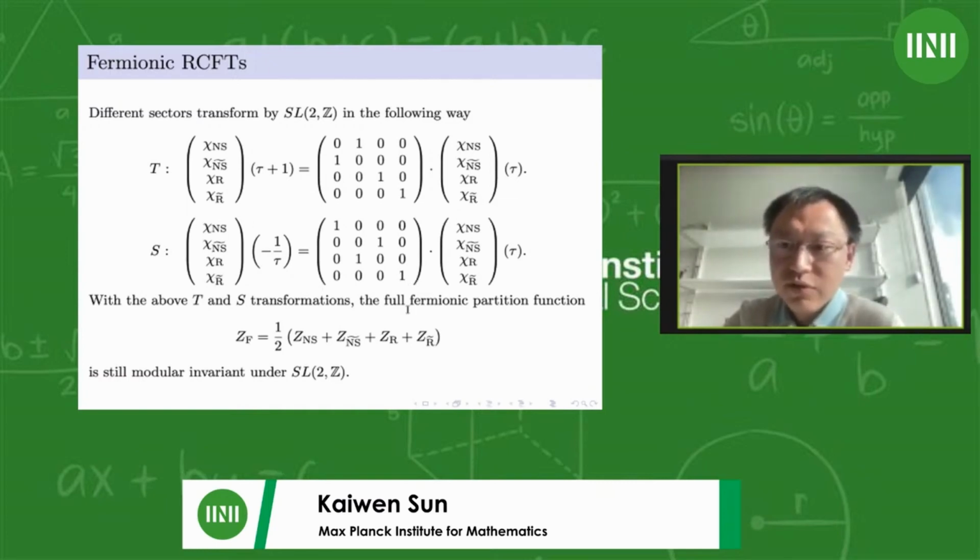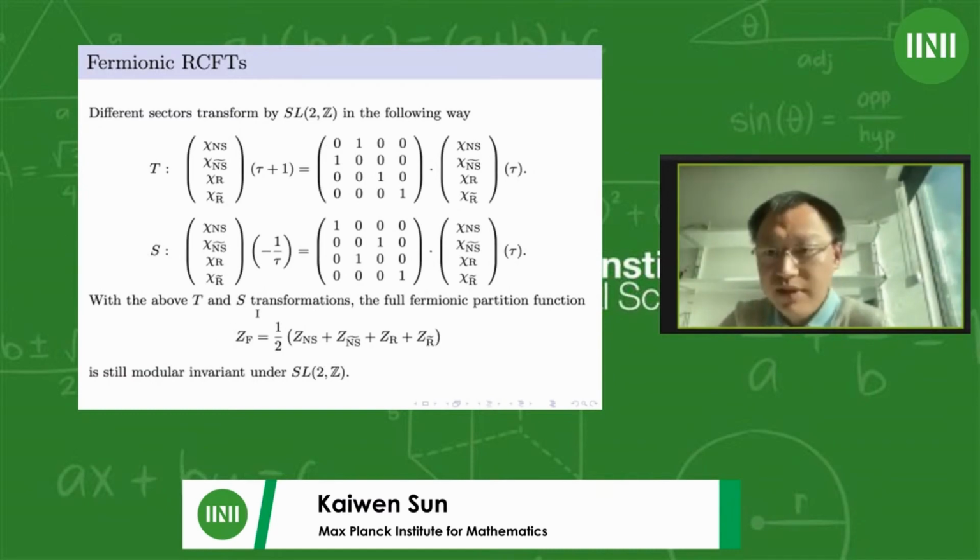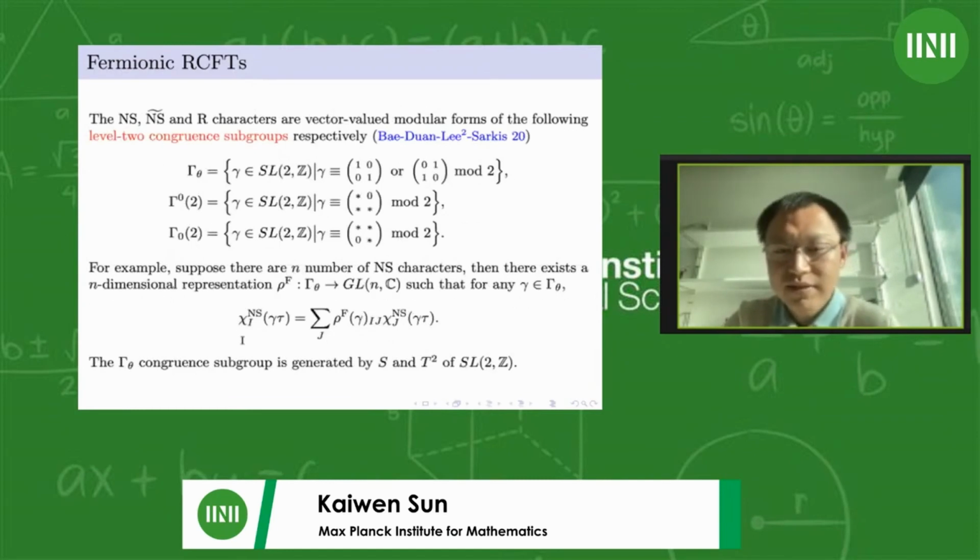In the end, the bosonic partition function is the summation of the four fermionic partition functions, which is the underlying bosonic partition function, still modular invariant under SL2Z. And it was analyzed by my previous colleagues that each sector itself is actually a vector-valued modular form of a congruence subgroup of level 2. For example, the NS characters are a vector-valued modular form of gamma theta. Gamma theta is defined in this way, and it is a congruence subgroup of level 2.